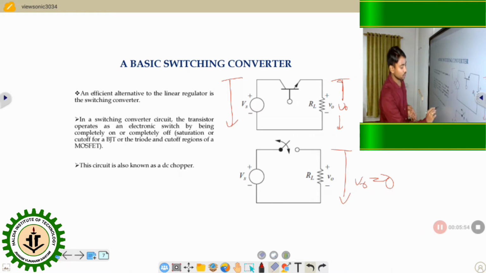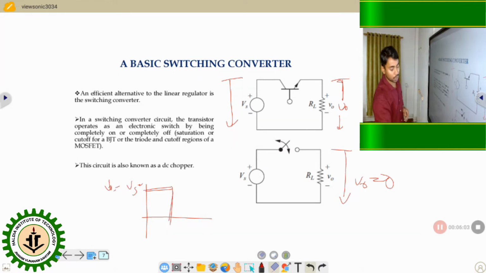By switching on and off, when the switch is on, we get the output voltage V0 equal to Vs, the supply voltage. When the switch is off, the output voltage is 0. Again, when the switch is on, we get the output voltage, and again when it is off, the output voltage is 0. So here we get a pulsating DC, not a constant DC. It is a pulsating DC.